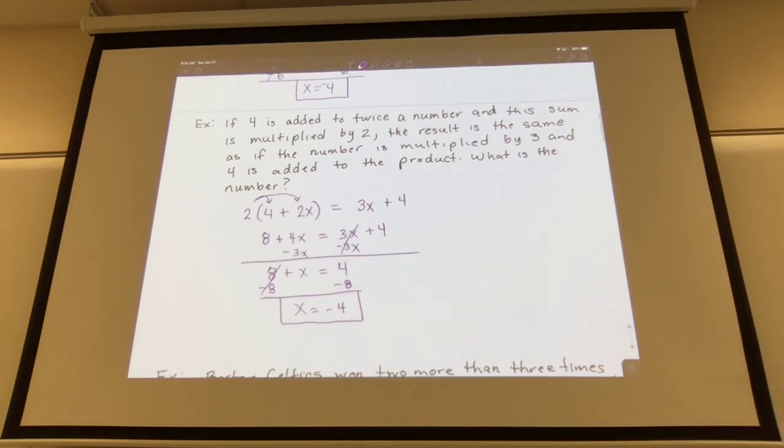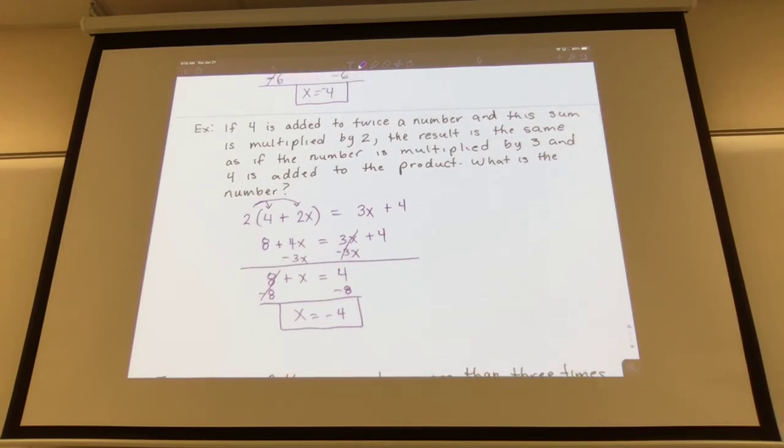Okay. I get x equals -4. Not that -4 is always the answer, it just happened to be in these first two examples, but you want to get the left-hand side simplified, the right-hand side, then your next step is to move the variables all to one side, simplify, and then get the variable by itself using inverse operations.